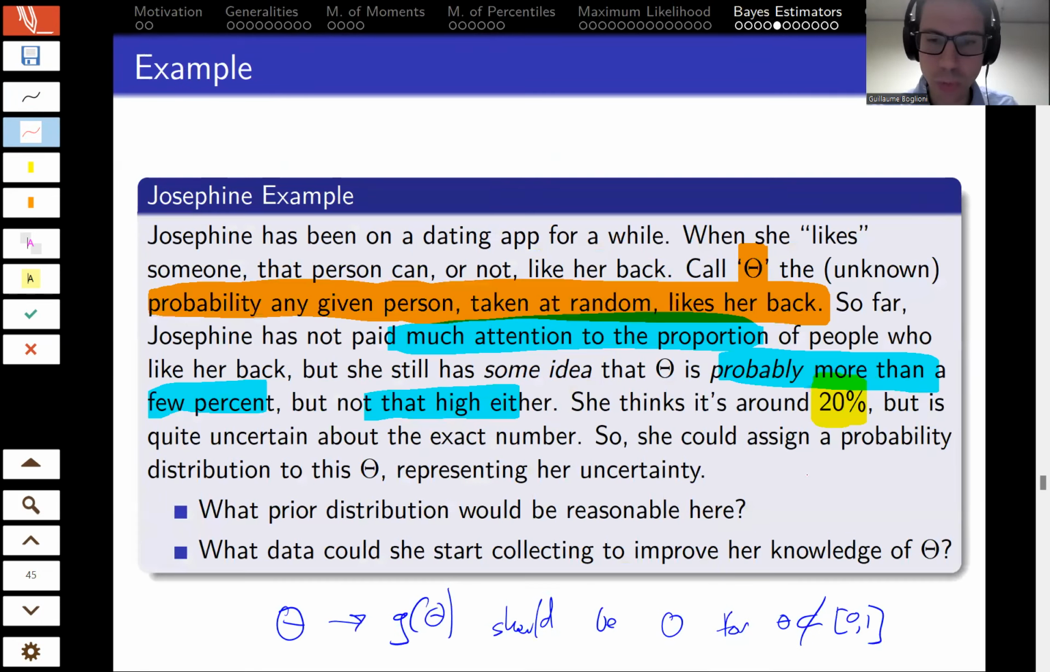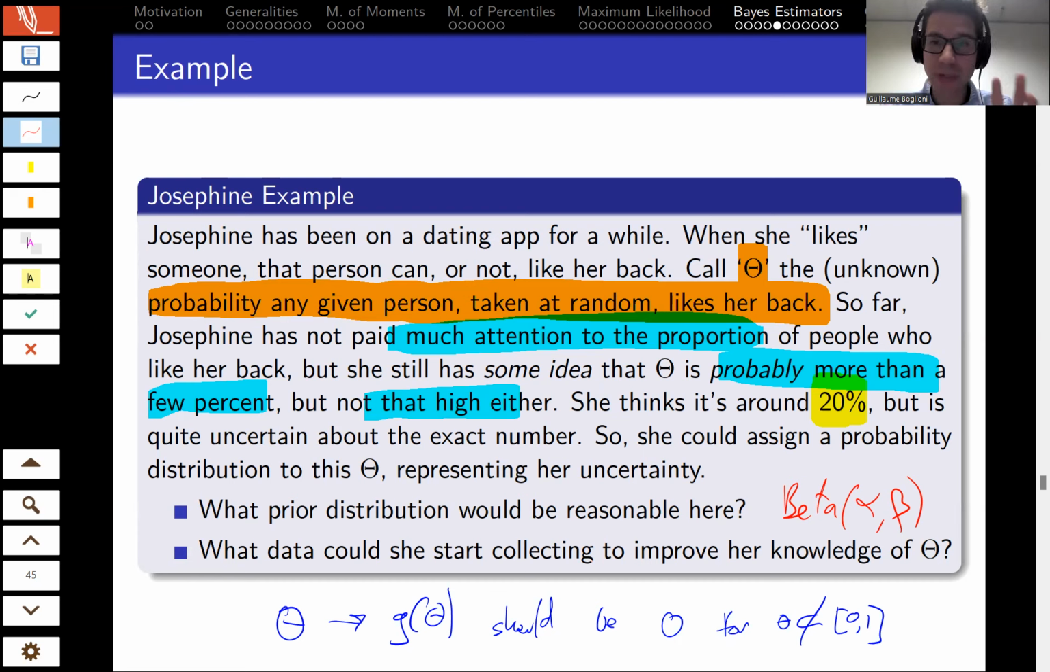So here, what prior distribution would be reasonable? Well, beta seems a good choice, with those alpha and beta that generate a mean of 20%. And what data could she start collecting to improve her knowledge of theta? Well, of course, she should just start recording whoever is liking her back. Every time she sends a like, maybe she keeps a log of how many likes she has sent, and then she keeps a log of how many likes she gets back. So she starts recording what interests us here, the proportion of people who like her back. So that's the setting.